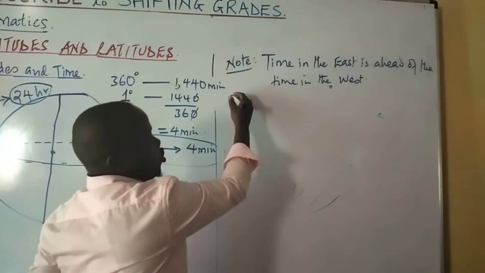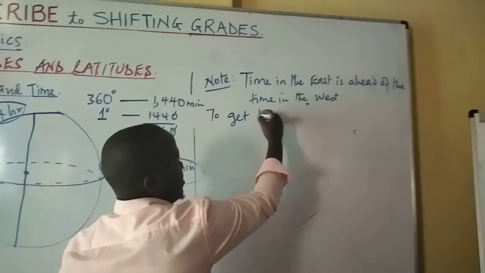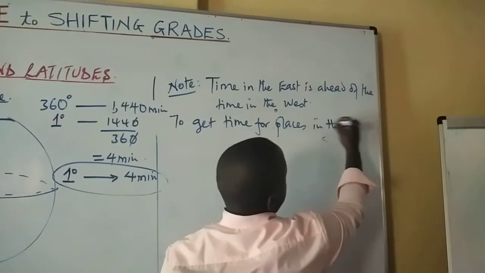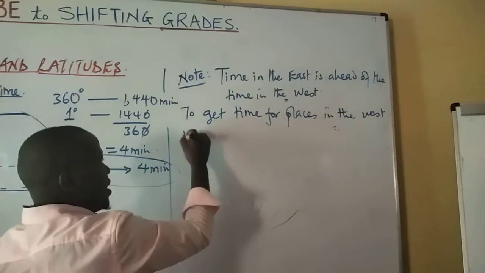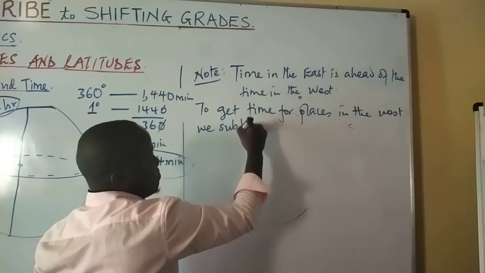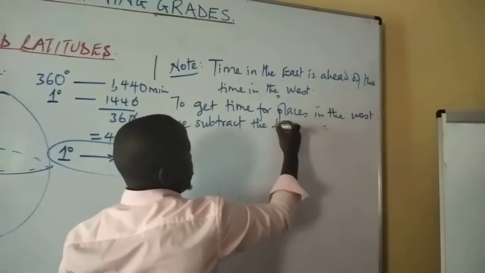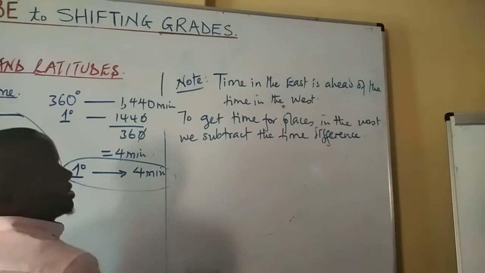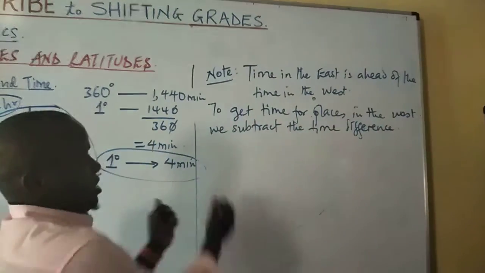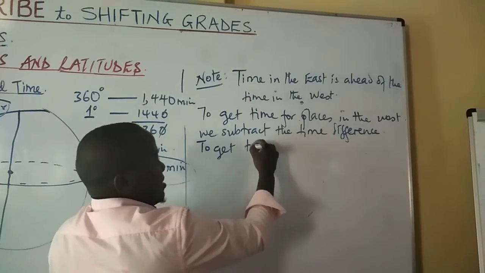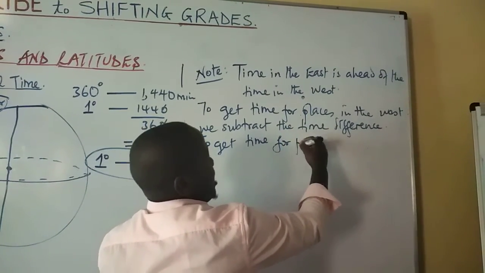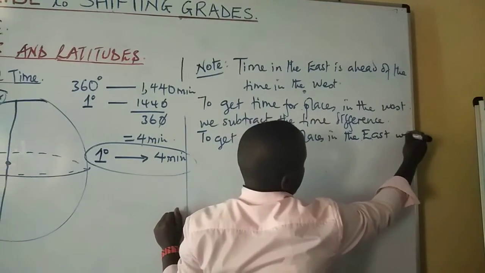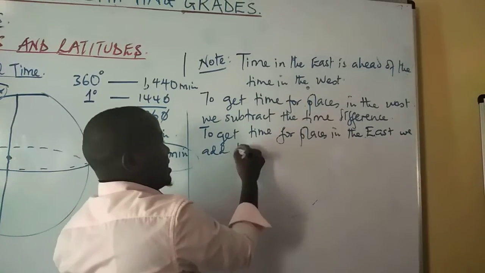Therefore, to get time for places in the west, we subtract the time difference, because time in the west is behind. But to get time for places in the east, we add the time difference.